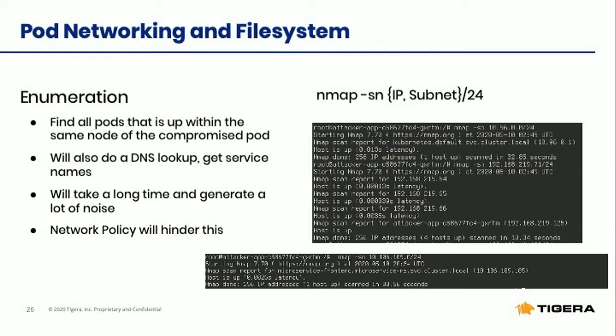If you do it on the service IP address, it will also take a long time, but you will also get your service names that way too. The issue with running nmap is that since you're pinging a lot of different endpoints, you will generate a lot of noise. And what you can do is use a network proxy to stop that from happening.